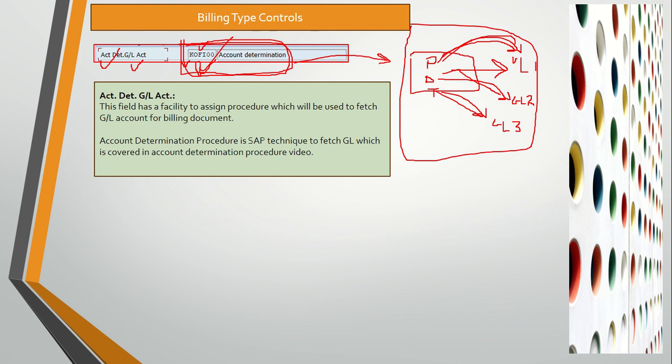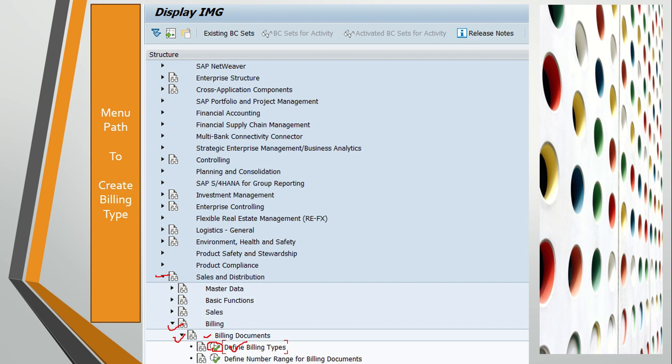So important fields we have already discussed. If we summarize, the billing document control T code is VOFA, and for the menu path, in the T code section you enter SPRO. Once you enter SPRO, the Display IMG screen will open. In that screen, click on Sales and Distribution, then Billing, then Billing Documents, then Define Billing Documents, then Define Billing Types. So either you go through the T code or through this IMG menu path.